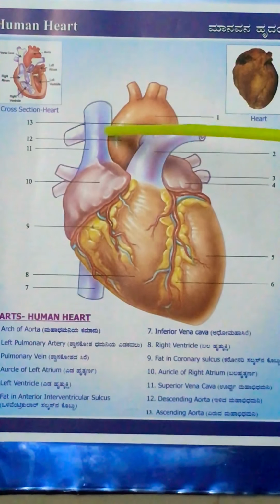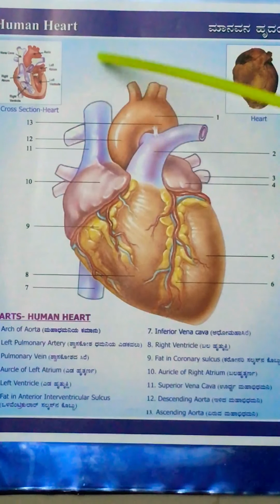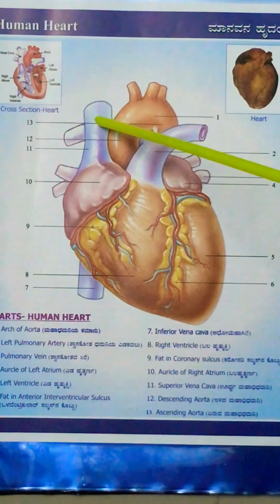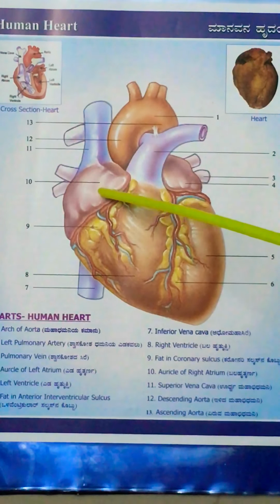Here we have the superior vena cava. Superior means the upper part of the heart. It is present in the chest region above the head and other parts. The deoxygenated blood, meaning carbon dioxide containing blood, will come to the right part, the right atrium.